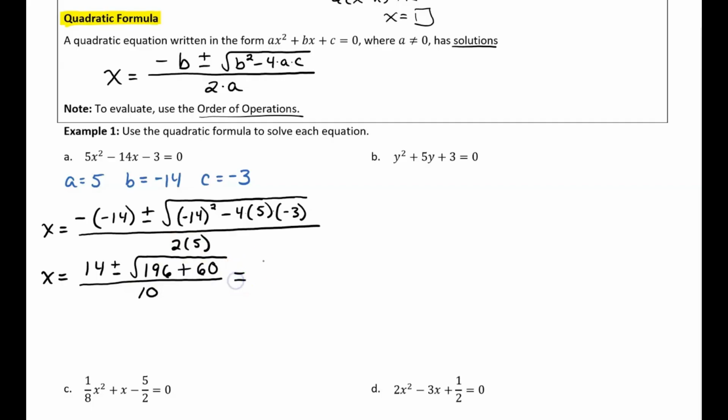And we can keep going. I'm going to have 14 plus or minus, we'll keep that going there, 196 plus 60 is 256, divided by the 10. So now I have 14 plus or minus. Well, in my calculator, I can do the square root of 256. And that square root is a nice 16 divided by the 10.